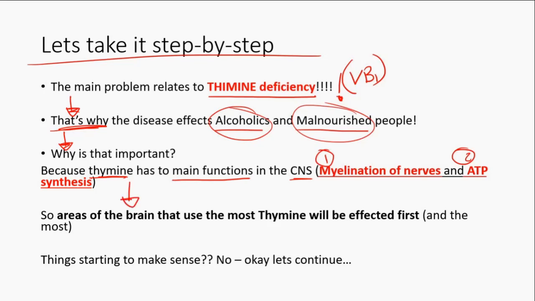So, but why is that important? Why is it important that thiamine has these kinds of functions? It's because this basically means that if thiamine is used in the brain for myelination and energy, the areas of the brain that require the most myelination and require the most energy are going to be affected the most, and they'll be affected first when you have a thiamine deficiency. That makes sense, right? So let me just repeat that. The areas of the brain that use the most thiamine will be affected.